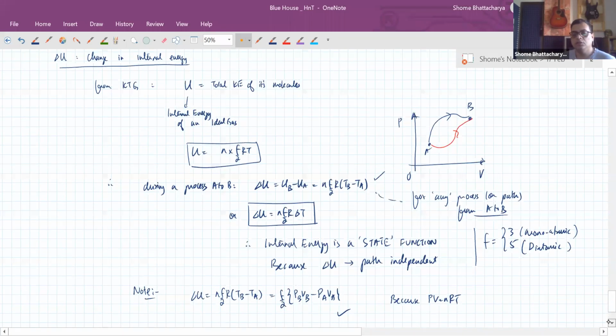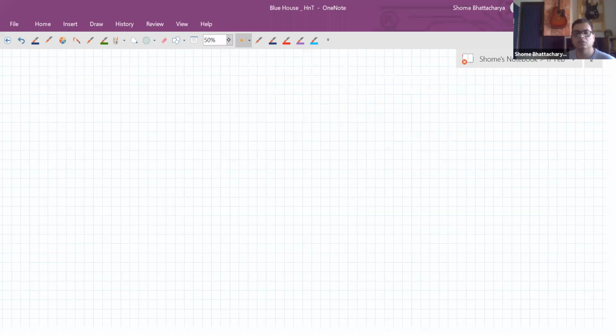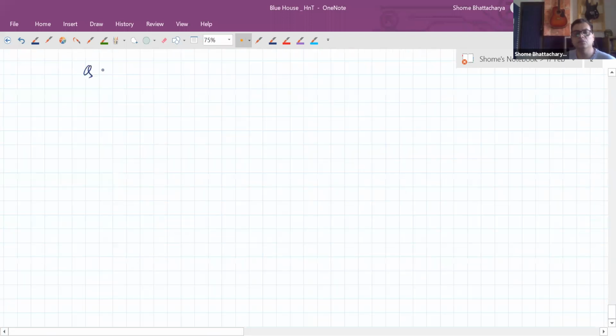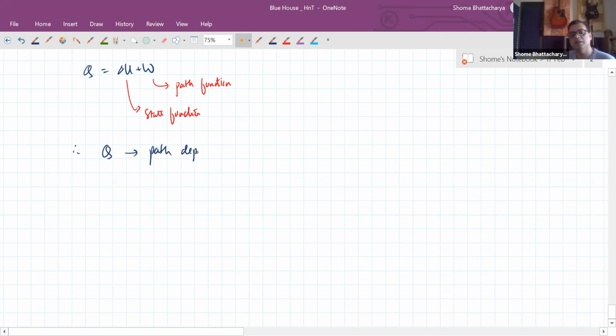Okay, so now the third quantity, the heat exchange. You can see it is the sum of a quantity which is path independent and a quantity which is path dependent. This is a path function, whereas this is a state function. So since Q is the sum of a path and a state function, therefore Q itself becomes path dependent. Because it's the sum of something which is independent of path, but another quantity which depends on path, obviously the sum overall will become path dependent. So Q is a path function.